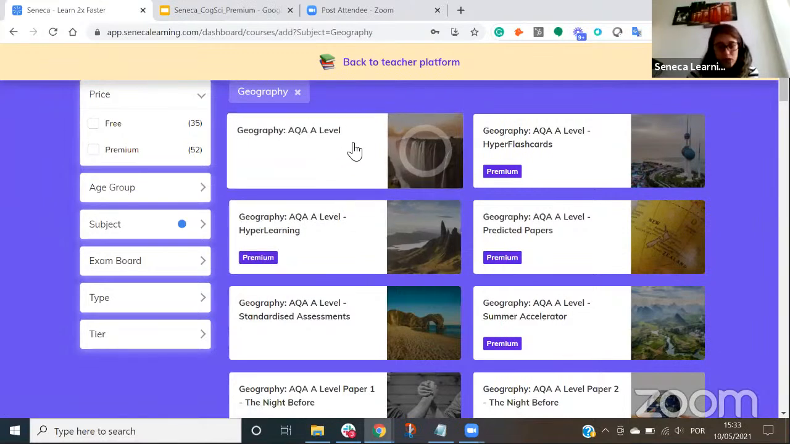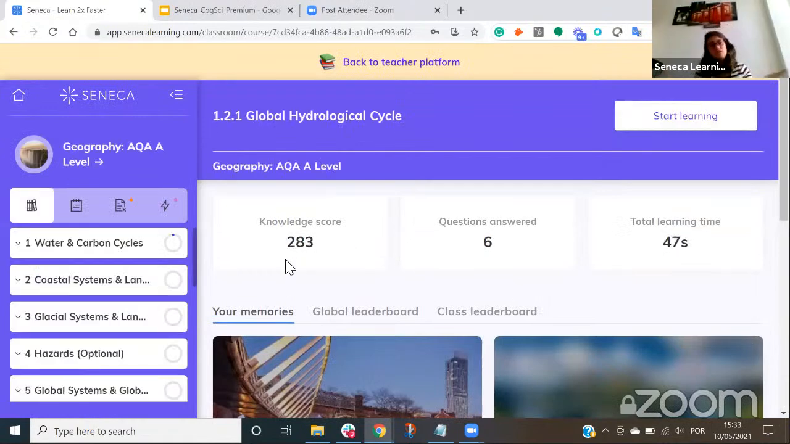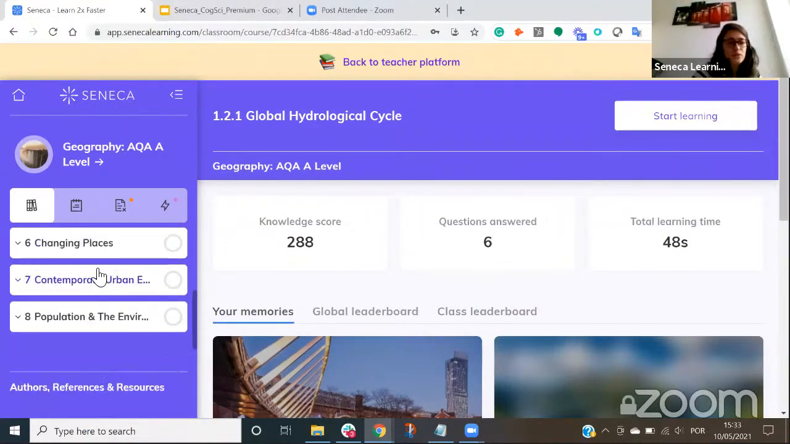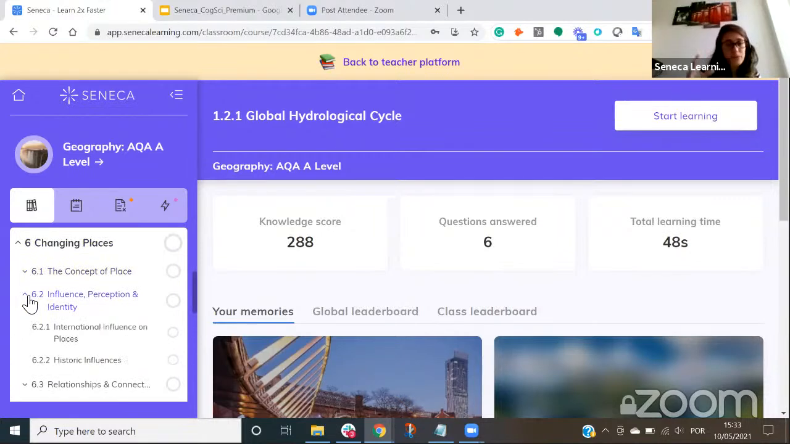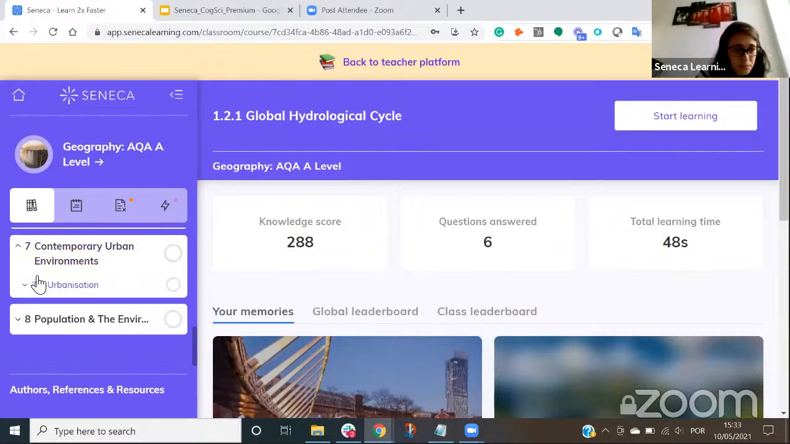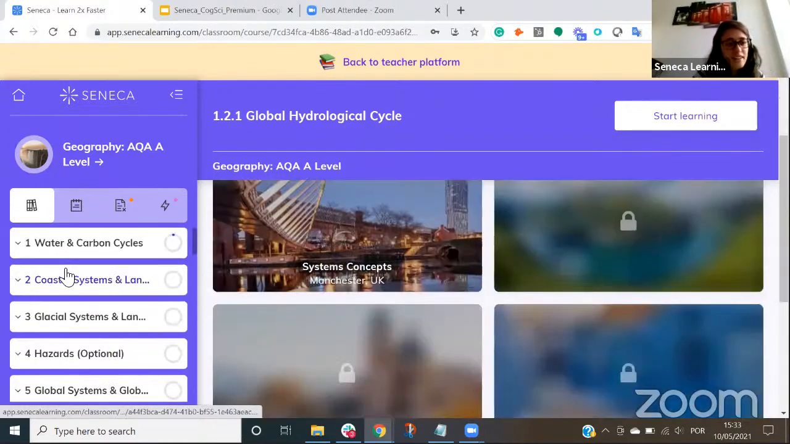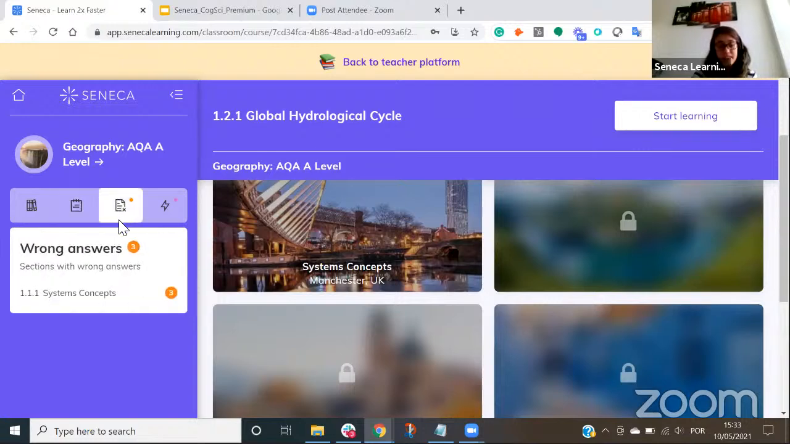So if we choose one of them, let's go for the AQA because it's the first one here, the methodology is the same for all of them. So how does that work? Students have all the content here. It's all divided very well according to the specifications, in this case the AQA exam. And here is where they see the assignments. So when you set an assignment to your students, that's where they will see it. This one is a premium feature, so your students can use that.